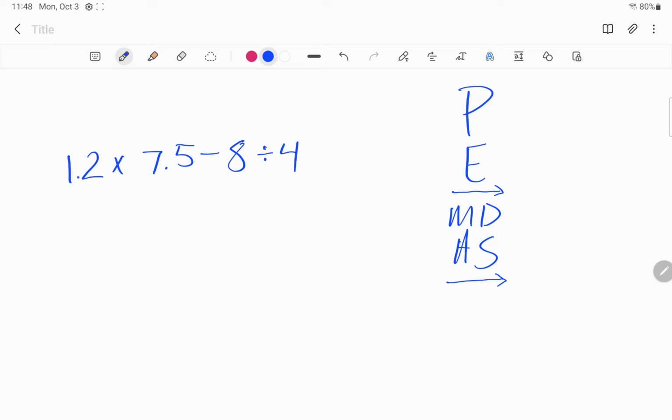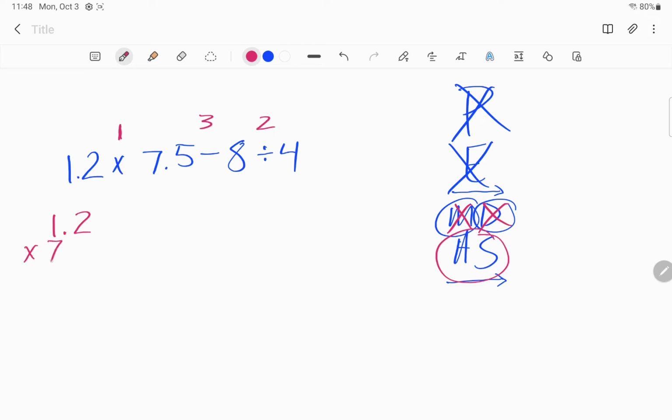So what I like to do, there are no groupings or parentheses. There are no exponents. Now we need to look for multiplication or division. What I'm going to do is I'm going to number my operations. My first one is a multiplication. My second one is a division. And then we're going to look for addition or subtraction. And it looks like we have 3 operations, so that'll be our last operation. All right, so let's go ahead and do 1 2/10 times 7 5/10.